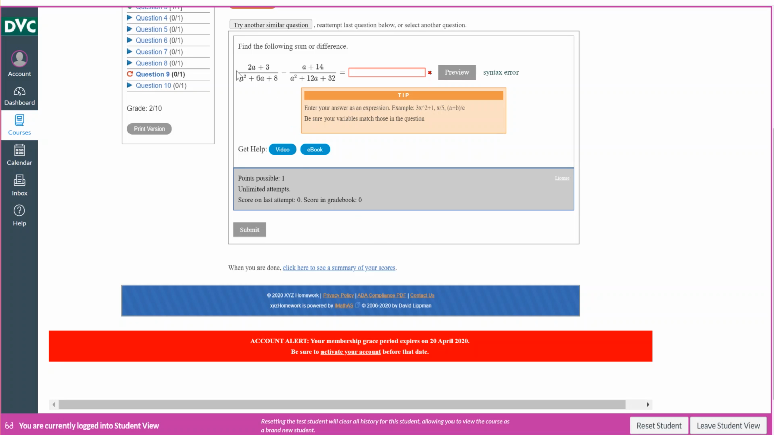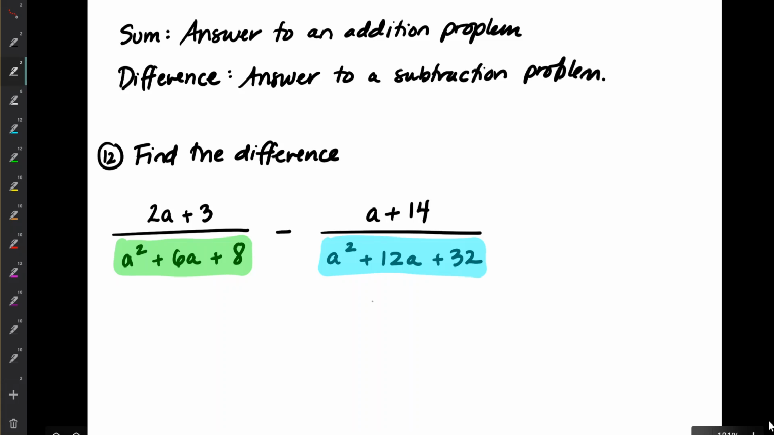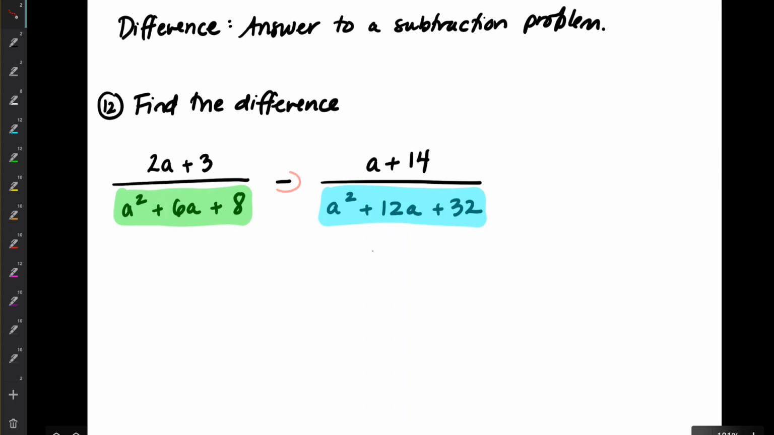Okay, so in this video, we are going to do 7.3, question number 9. We're asked to find a sum or a difference. Now, sum is the answer to an addition problem, and a difference is the answer to a subtraction problem. So in this particular case, since it's subtraction, we're going to be finding the difference.